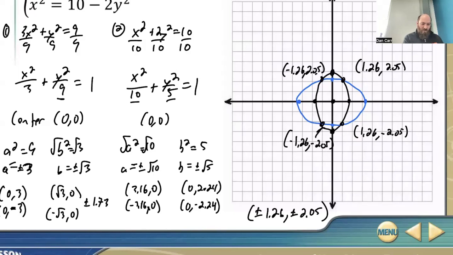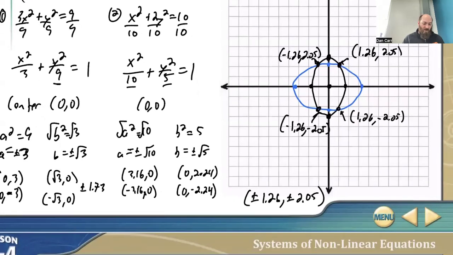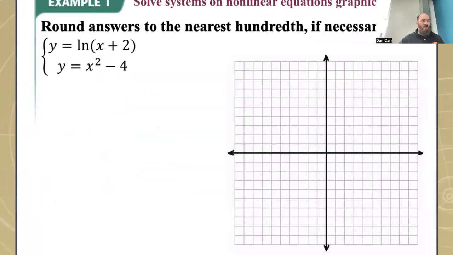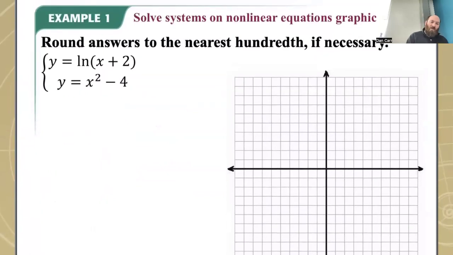Okay, so that's these 4 intersection points. And that's mainly our goal. We want to find intersection points between our graphs, between our 2 functions. Okay, so y equals natural log of x plus 2 and y equals x squared minus 4.